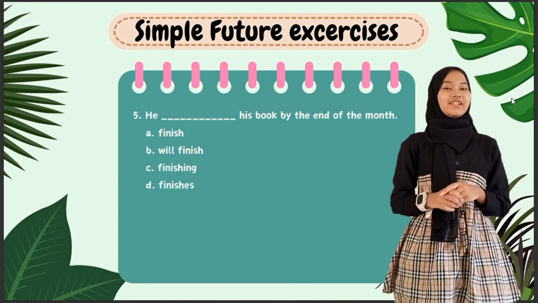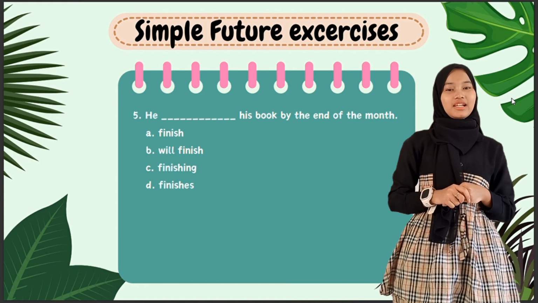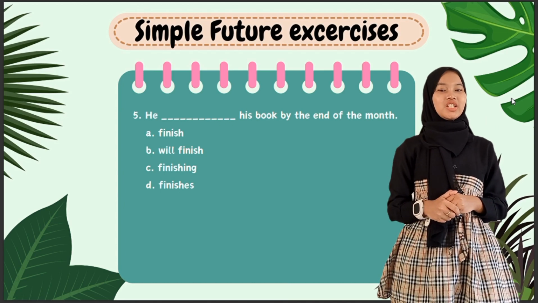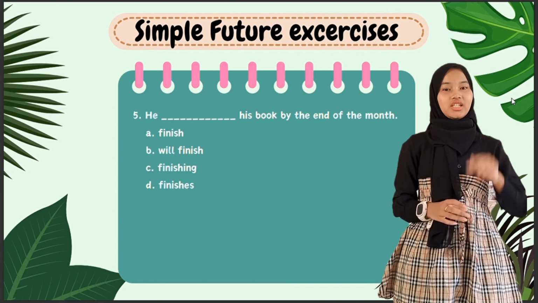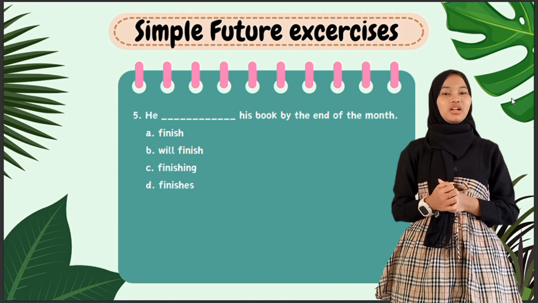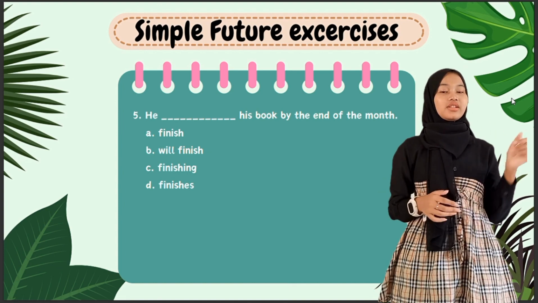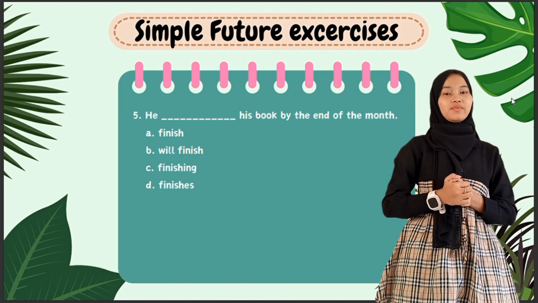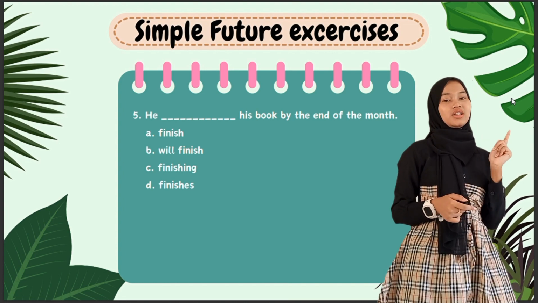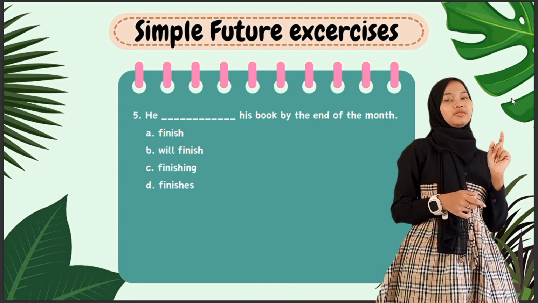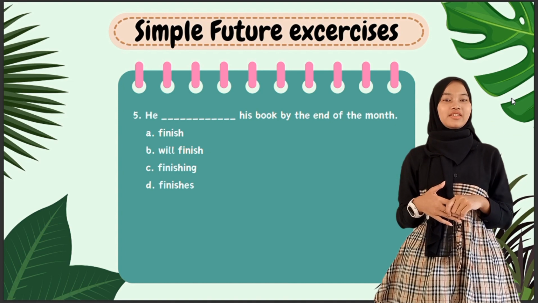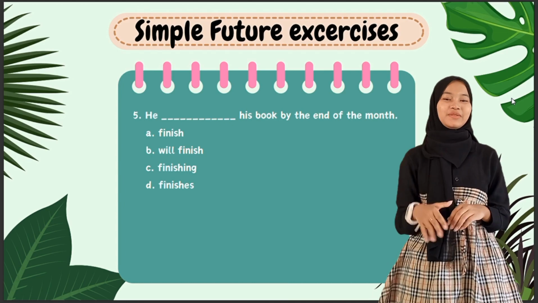Okay, now number 5. He blah blah blah his book by the end of the month. A finish, B will finish, C finishing, and D finishes. The correct answer is B, will finish. Why? Because in this sentence, the action of finishing the book will be completed in the future. So we are using will followed by the base form of the verb. So the correct answer is will finish.